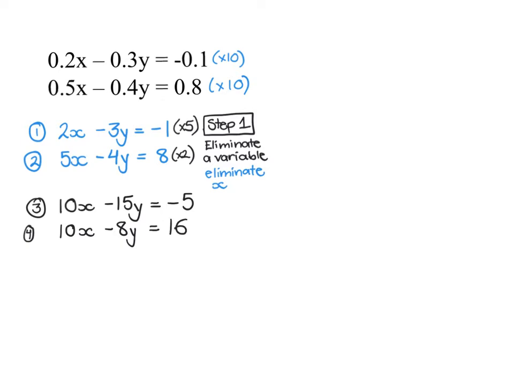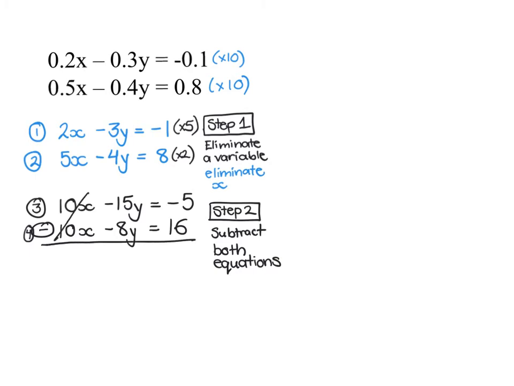Okay, now to get rid of the 10x, we would actually have to subtract the equation. So let's put that there. So that would be our step number 2. We're actually going to subtract both equations to get rid of the variable. Now 10x minus 10x, that's 0, so moving on. Negative 15y minus negative 8y is negative 7y. And negative 5 minus 16, well, that comes to negative 21. Now let's get rid of the negative 7, divide both sides by negative 7, and our y is equal to positive 3. So this right here is your y value for the point of intersection.